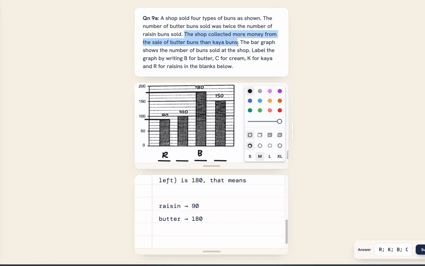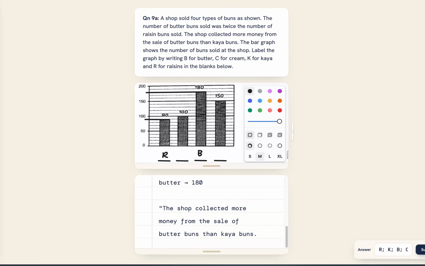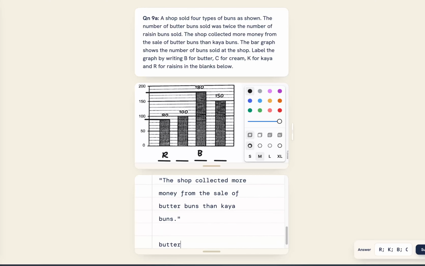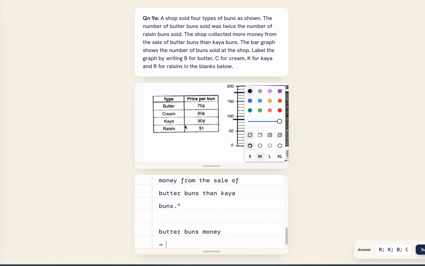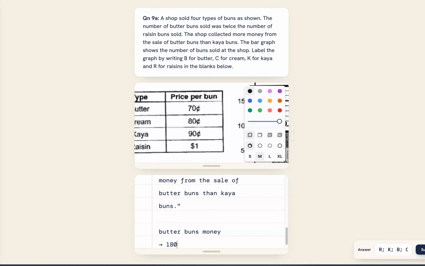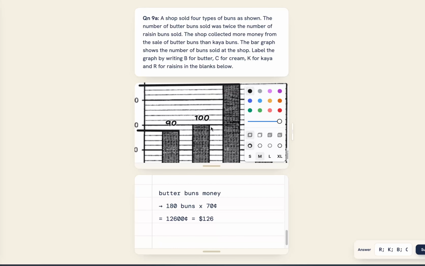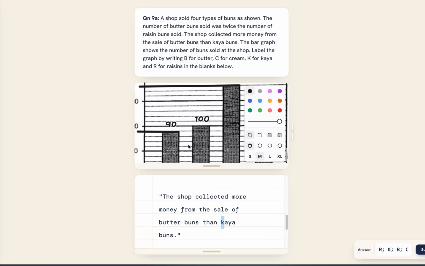Okay, so the next statement is, the shop collected more money from the sale of the butter buns than the kaya buns. So let's calculate the butter buns money. In this case, the butter bun is how much? 70 cents each. So that means 180 buns times 70 cents. And this will give us 12,600 cents, or in this case, $126.